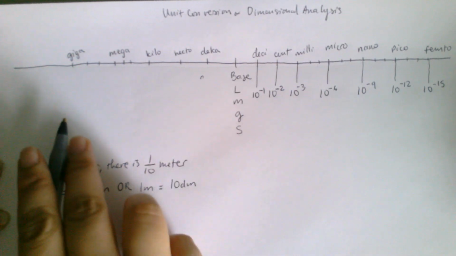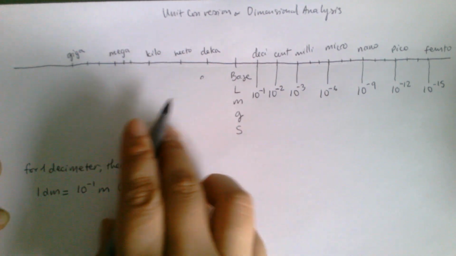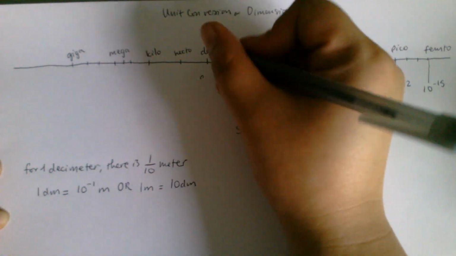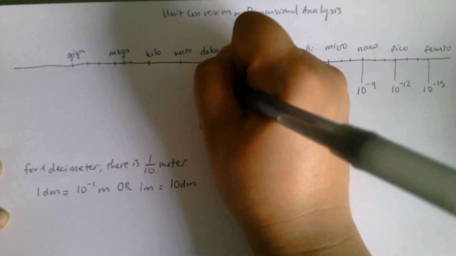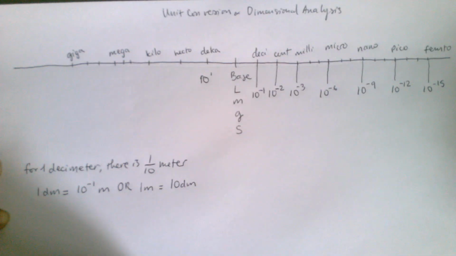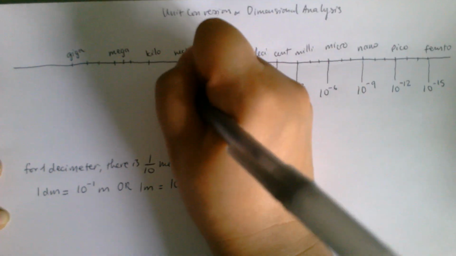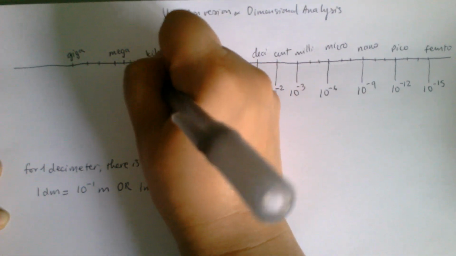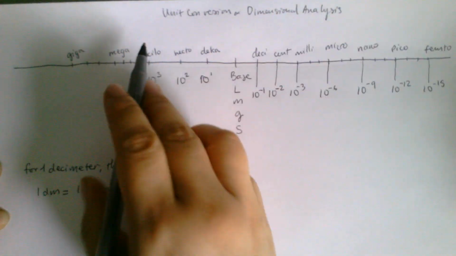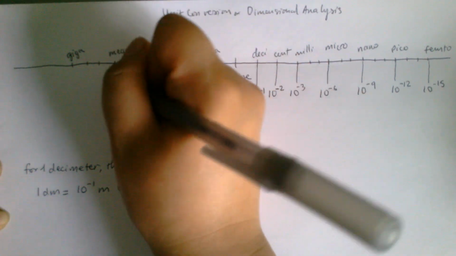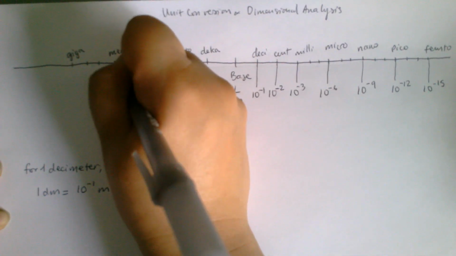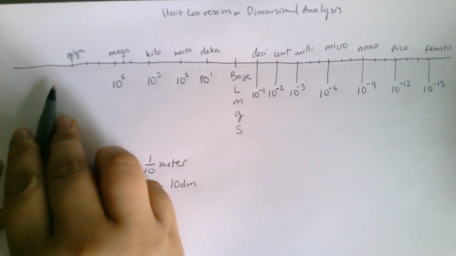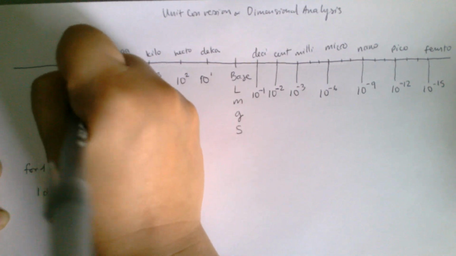On the opposite side, we have increases in 10. So deca is 10 to the 1, or just 10. Hecto is 10 to the 2nd. Kilo is 10 to the 3rd. We skipped 3 spaces, so mega is 10 to the 6th, and giga is 10 to the 9.